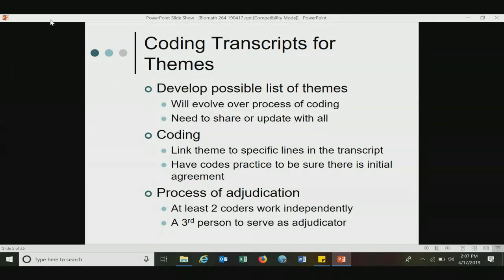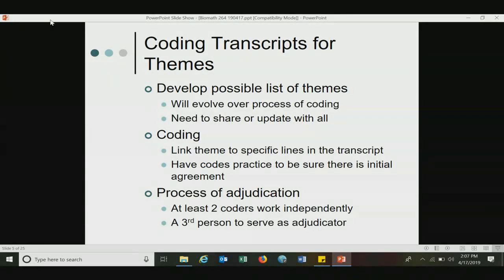Okay, then when you're really getting into your coding, you want to have at least 2 of them work independently, so they're not talking to each other. So you're getting completely independent codes of all the themes in your transcript. And then you want to take a look and see, did they find the same themes? And the third person serves as the adjudicator. So you'll go through and compare.